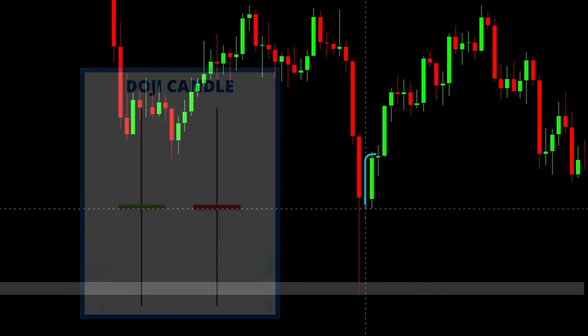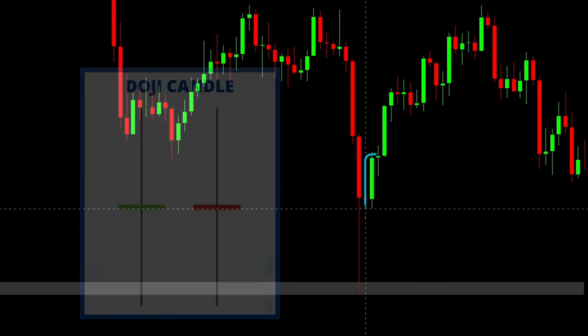Now guys, for pattern 3, we're gonna talk about the doji. And this candle is super important to understand. This is a pattern, once again, that happens all the time in the market. And this is a very special pattern. One thing that makes the doji candle so special is that the real body, you can see the real body right here, doesn't really exist.